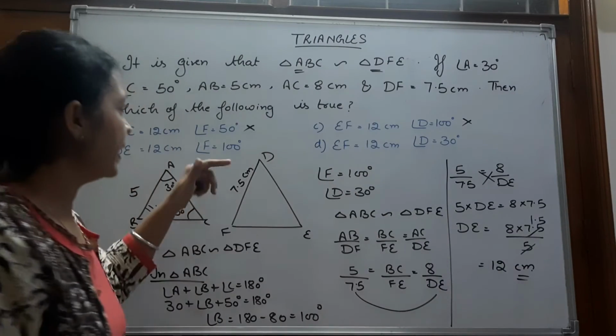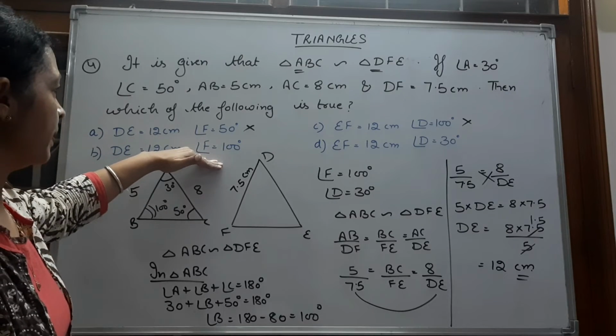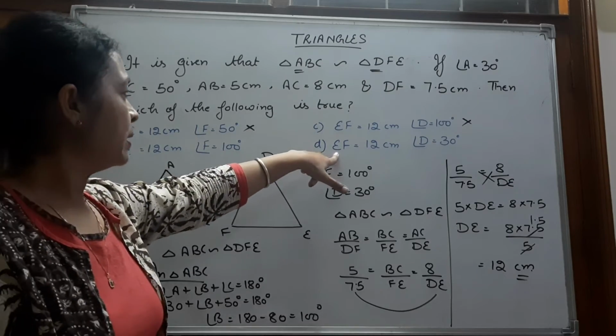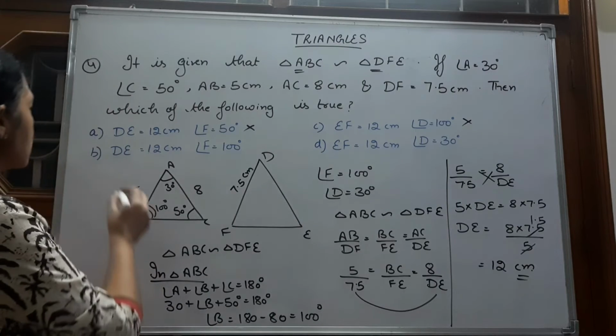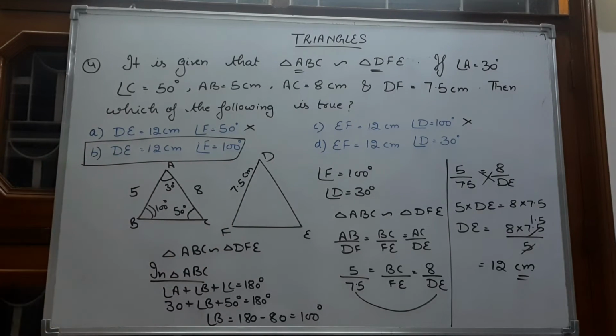So out of B and D, which is the correct option? Angle F is 100 degrees. DE is 12. In option D, EF is 12. So we have got DE as 12 centimeters. So which option? Option B is our correct option.